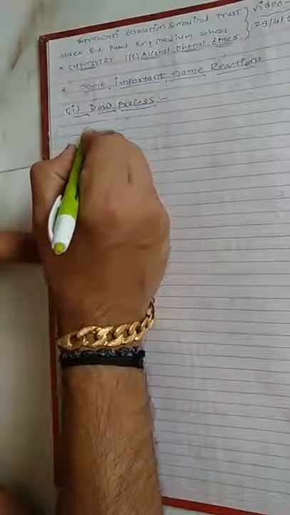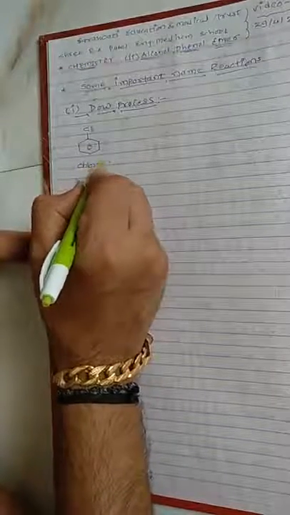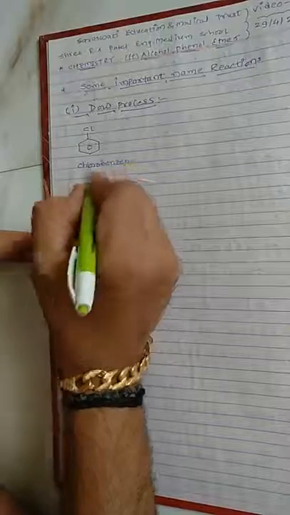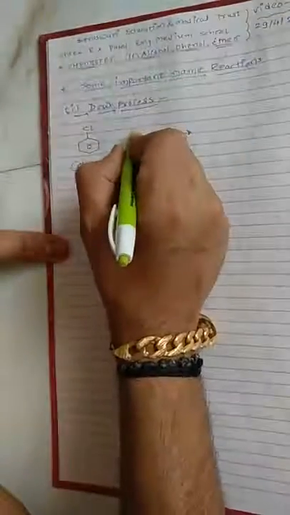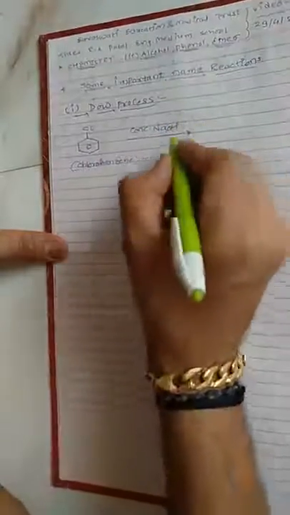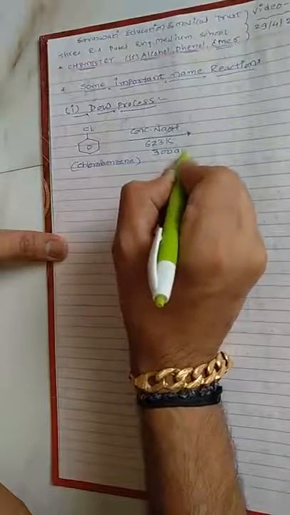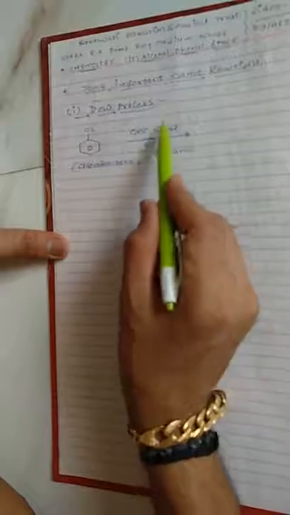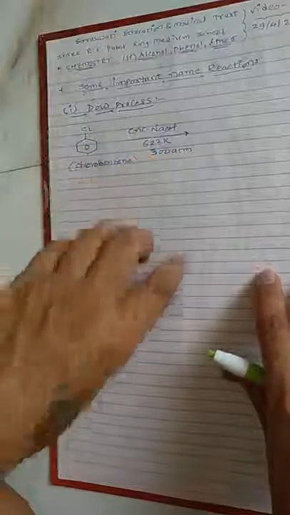In the Dow process, the reactant is chlorobenzene. This is chlorobenzene. When it is treated with concentrated alkali, meaning NaOH, at a high temperature like 623 Kelvin and 300 atmospheric pressure. These are the reaction conditions that you have to remember in your mind. These are important for your name reaction.